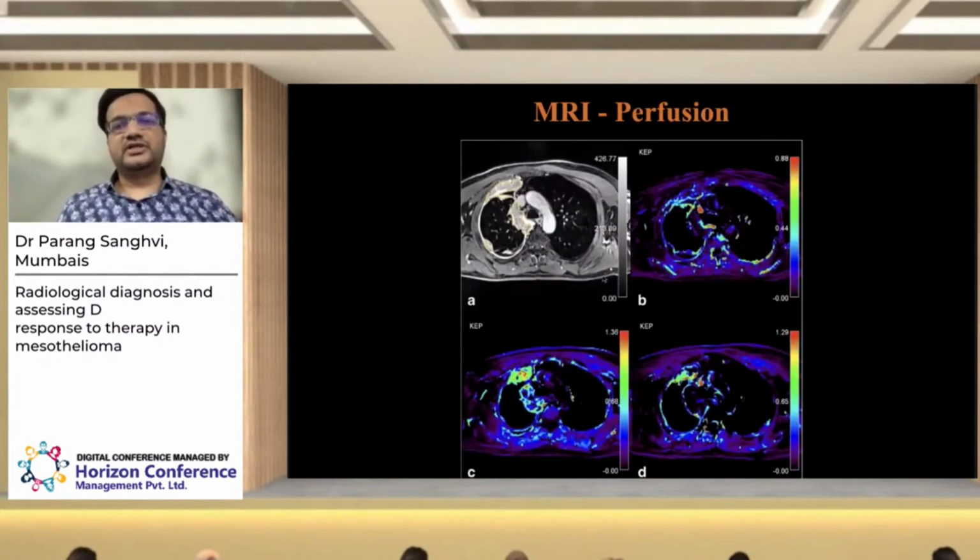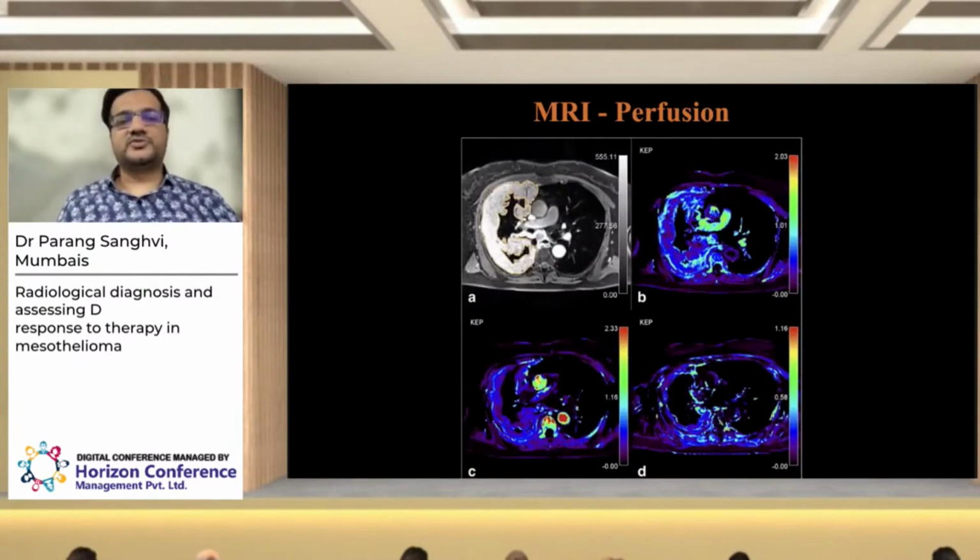In the same way, perfusion imaging can also be really helpful. The images on your left are pre-treatment, while the images on the right are post-treatment. You can see that, apart from the morphological response, there is a significant drop in the KEP value, or the perfusion of the tumor, which is also suggestive of a response to treatment. Here is one more example where, pre-treatment, there was diffuse disease, and post-treatment the disease has gone significantly down. More importantly, the perfusion values have also gone down significantly.